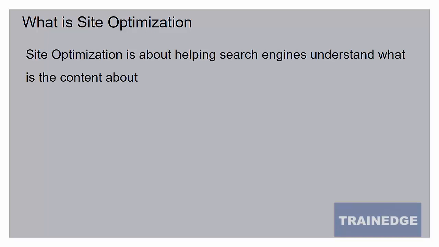Site optimization is about helping search engines understand what the content on your site is about. Your site may have product pages, service pages, blogs. It is very important for search engines to understand what this content is about. Once the search engines understand the topic of your website, they will be able to rank your pages in search results.